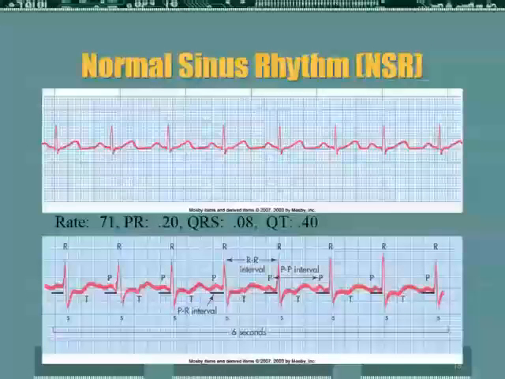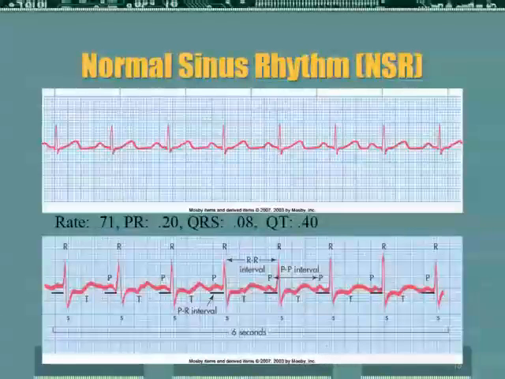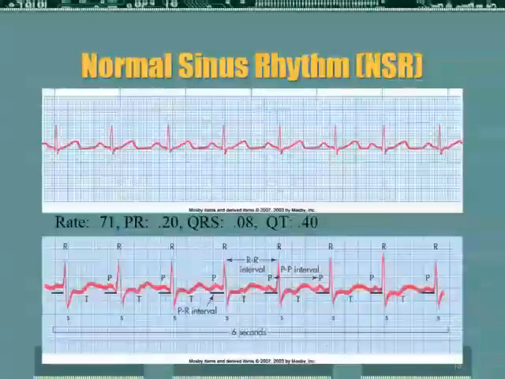So hopefully by the end of this lecture you'll feel a little bit more confident and a little bit more independent with being able to look at rhythm strips and interpret what's going on. This very first one is just going to look at a normal sinus rhythm.